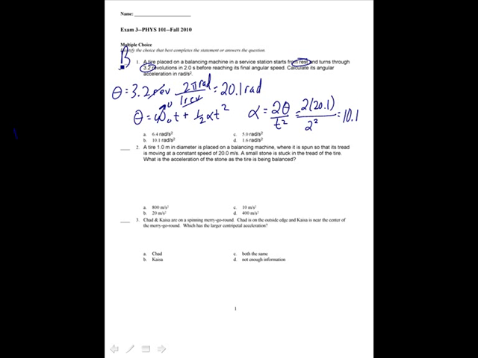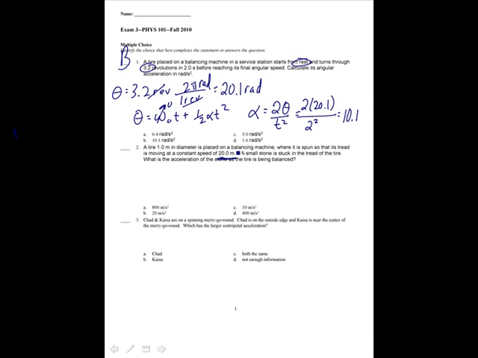A tire 1 meter in diameter is placed on a balancing machine where it is spun so that its tread is moving at a constant speed of 20 meters per second. A small stone is stuck in the tread of the tire. What is the acceleration of the stone as the tire is being balanced? Well, it says that it's spun at a constant speed of 20 meters per second.